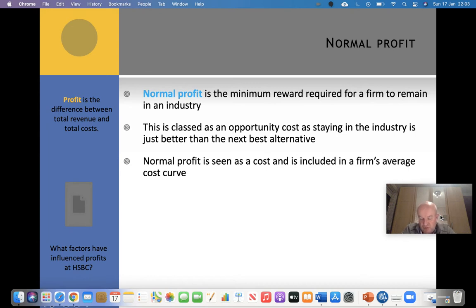If we're drawing that on a graph, it is the point at which cost is included in the firm's average cost curve. Okay, so where our revenue meets the average cost curve is the point at which we will be making normal profit, i.e., we wouldn't be making a profit, we wouldn't be making a loss.